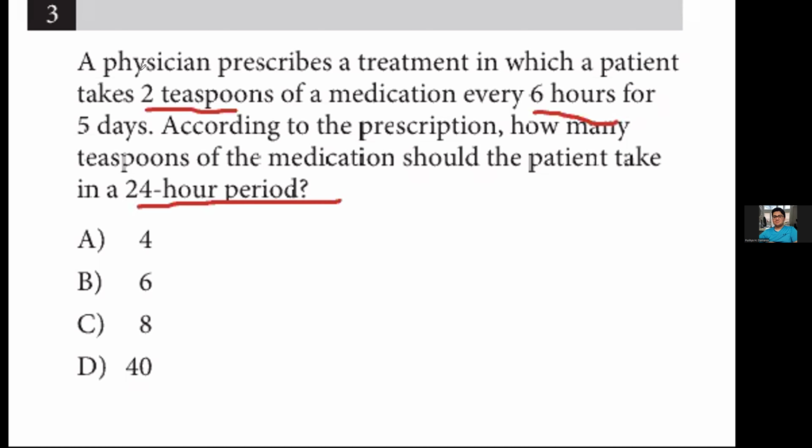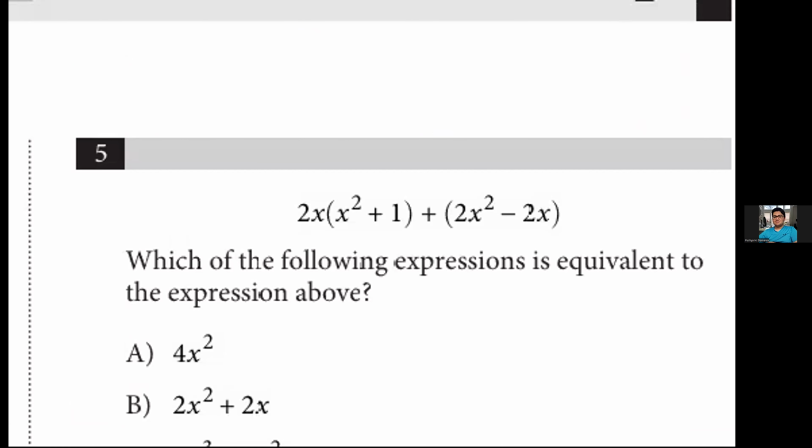So you just multiply the 2 teaspoons by 4. So that gets us 2 times 4 is 8. So the correct answer is in choice C. Okay, question four.